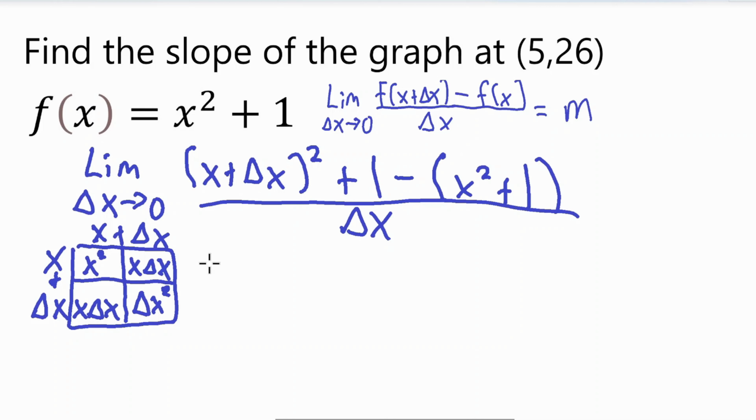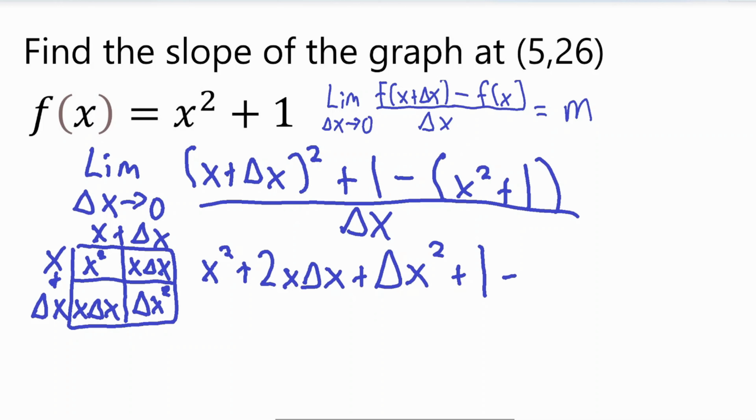So let's write it out. The first thing we have is an x squared plus x delta x, but notice how we have 2 x delta x's here, which means they're like terms, meaning we're allowed to add them together. That will give us 2x delta x plus delta x squared. Okay, so this is with this squared. Now we have this plus 1. And now let's distribute the negative here. So minus x squared minus 1, all over delta x.